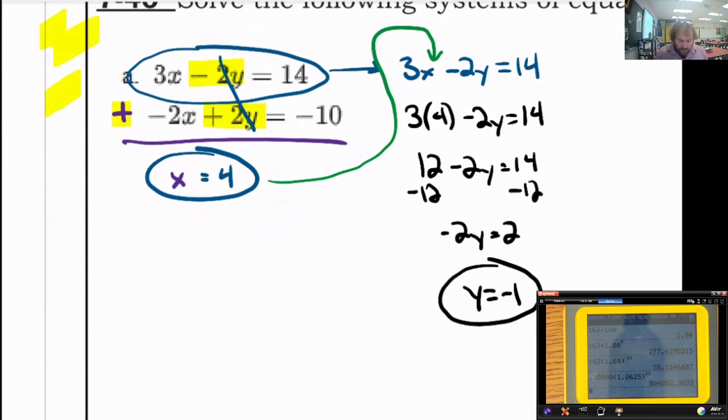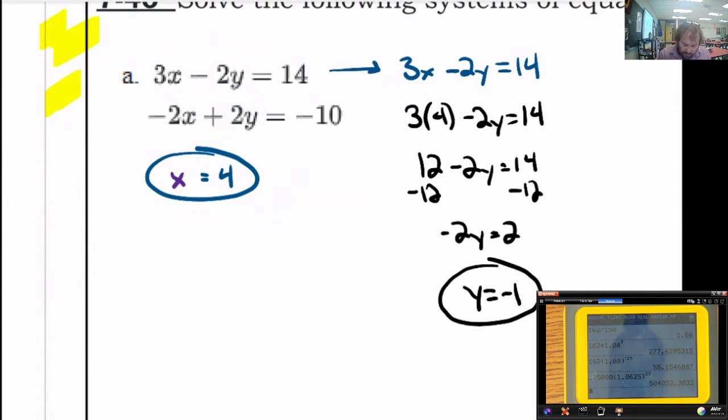Before we leave the problem, I'm just going to, in my head, spot check to make sure that actually works. Negative 2 times 4, that's negative 8. And plus 2 times negative 1, which is negative 2, it does in fact equal negative 10. So it works in both equations. And that's what we want to see there.